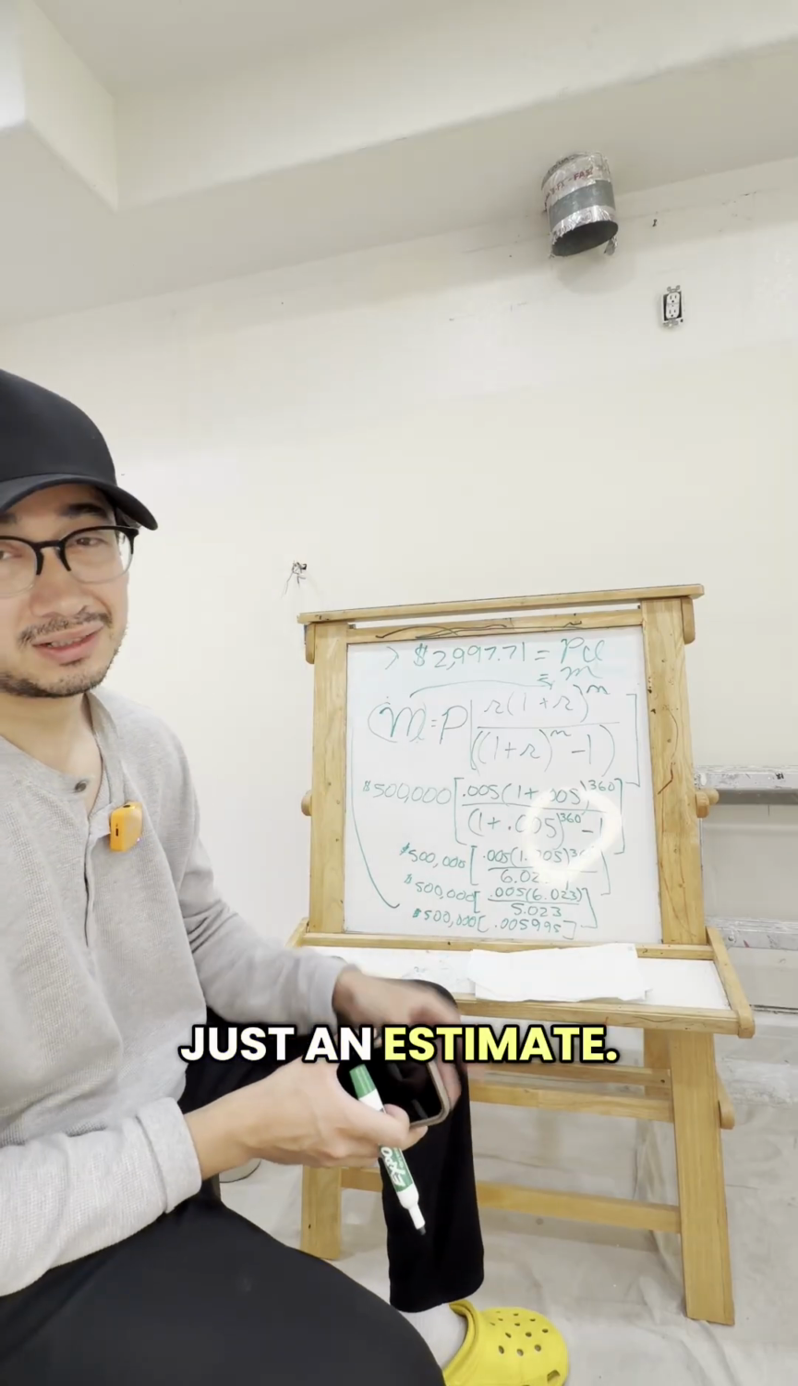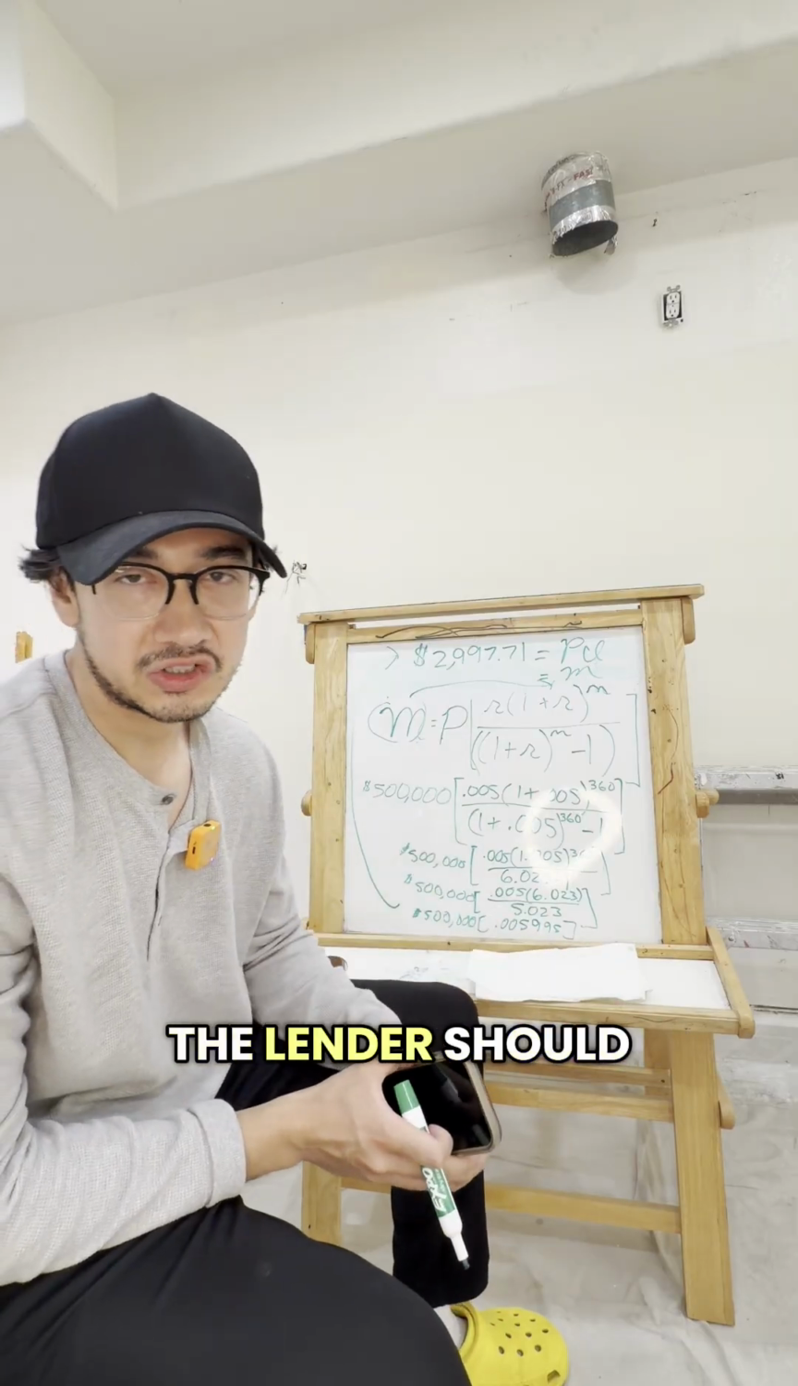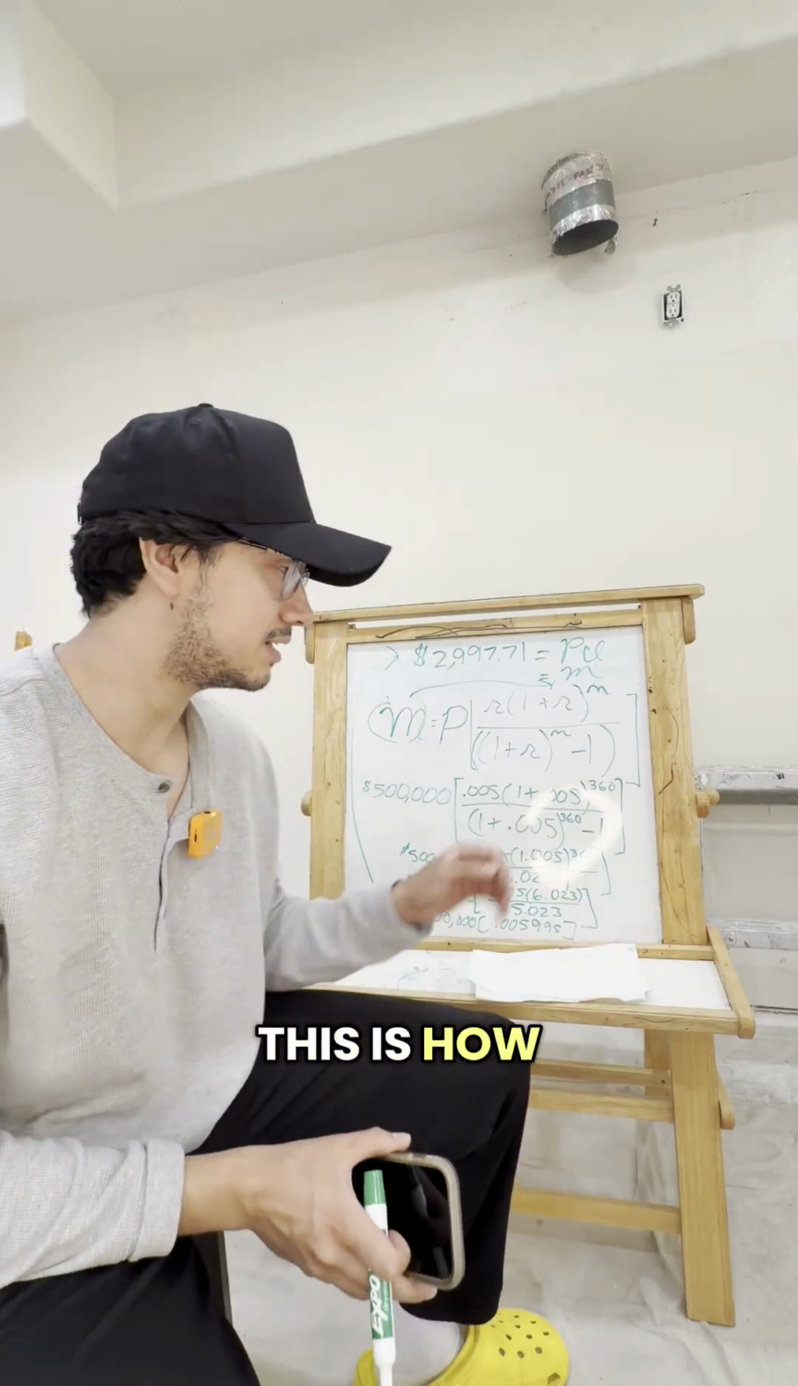Again, this is just an estimate. You can always use a professional mortgage calculator. Your loan officer, the lender, should be providing this information to you. But if you just want to verify, you're trusting but verifying, this is how you find it.